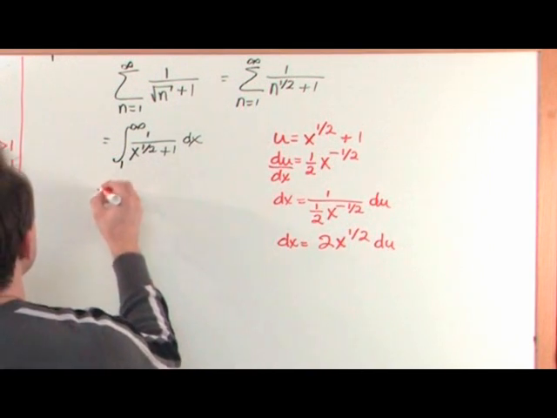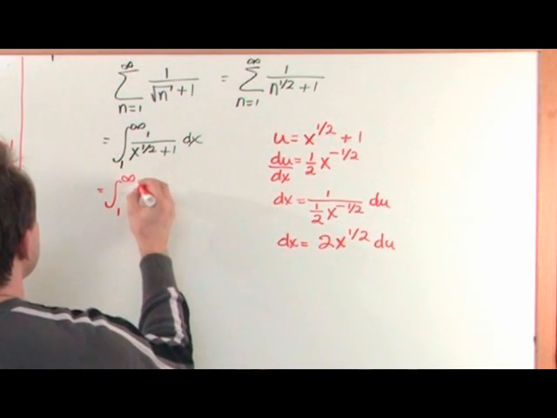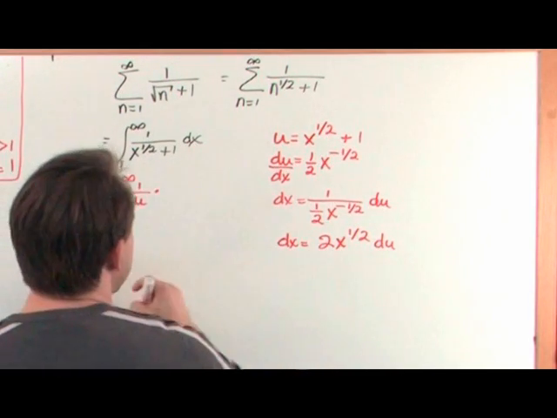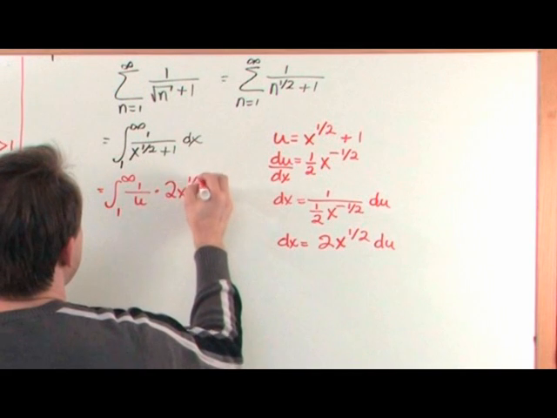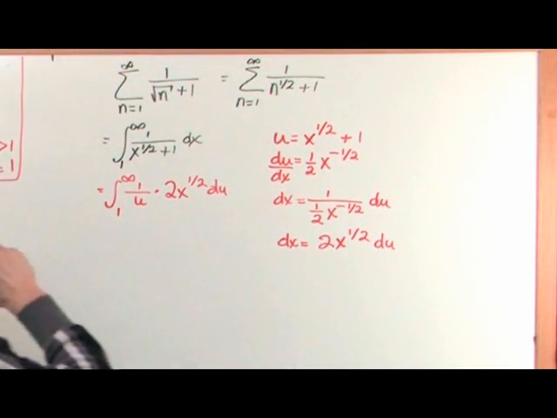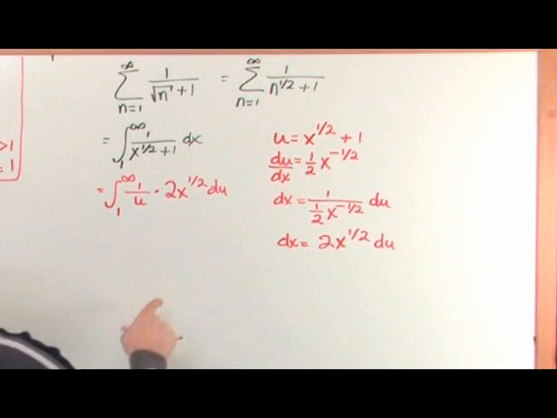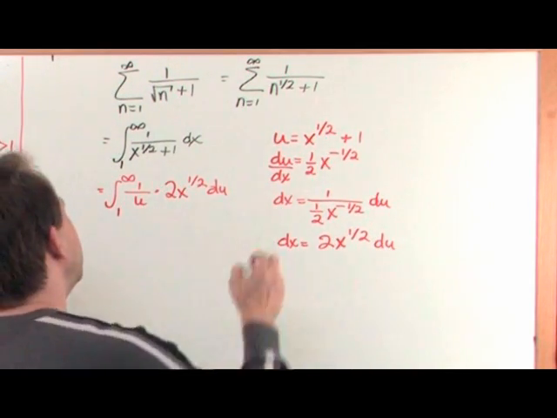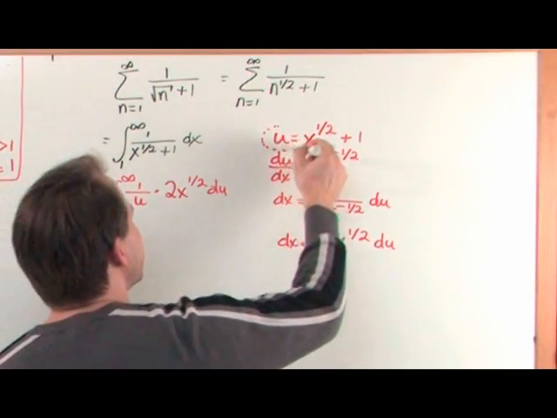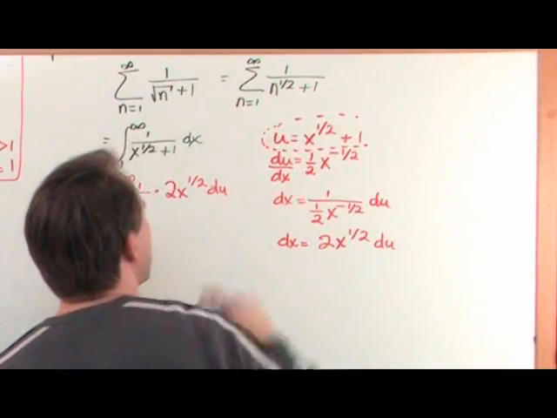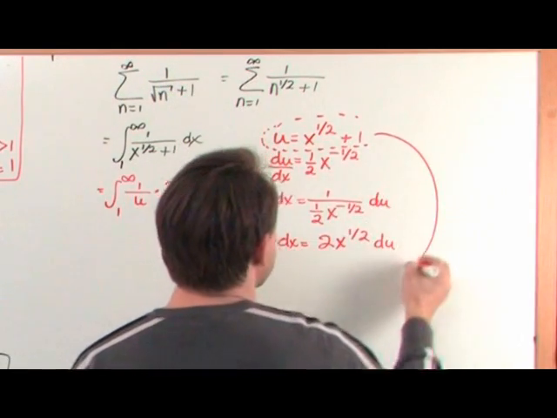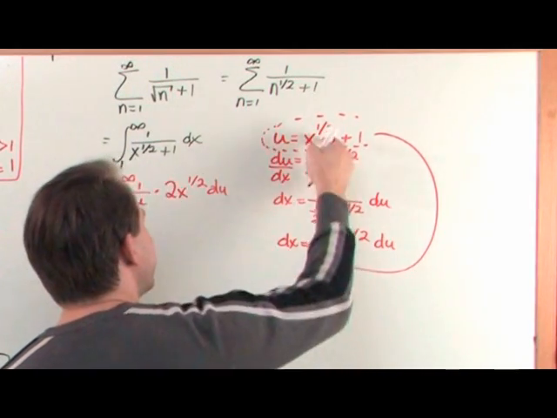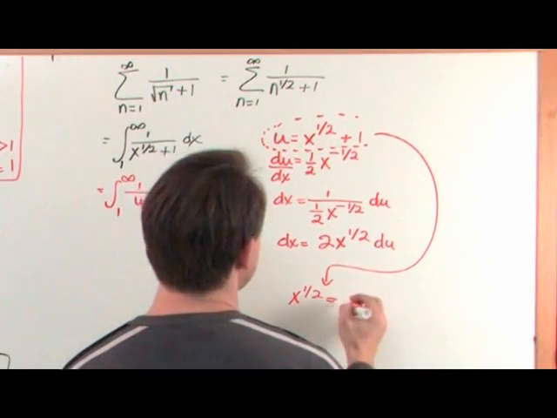So let's try the substitution. Integral from 1 to infinity of 1 over u times dx, but dx is 2x to the 1/2 du. You might look at this and say I'm stuck because I ended up with x to the 1/2 here, and there's nothing to cancel it with. But look, the definition of u is x to the 1/2 plus 1. So if I solve for x to the 1/2, with my self-consistent definition of u, it is equal to u minus 1.